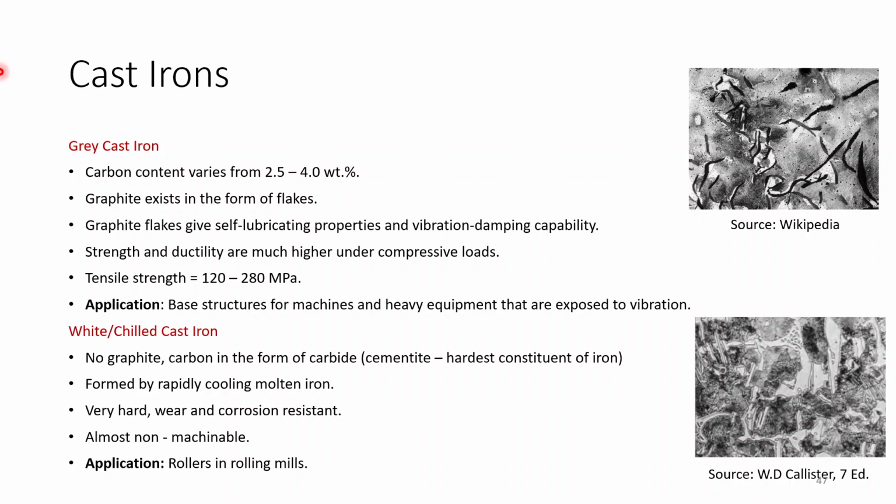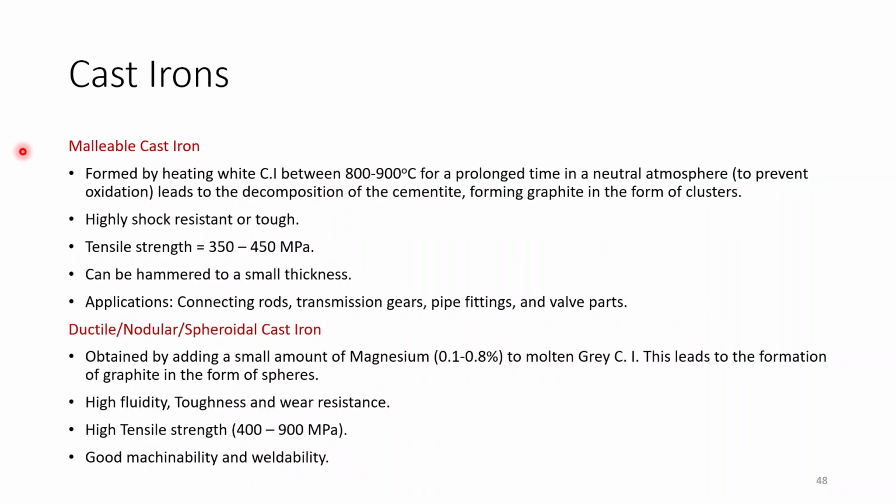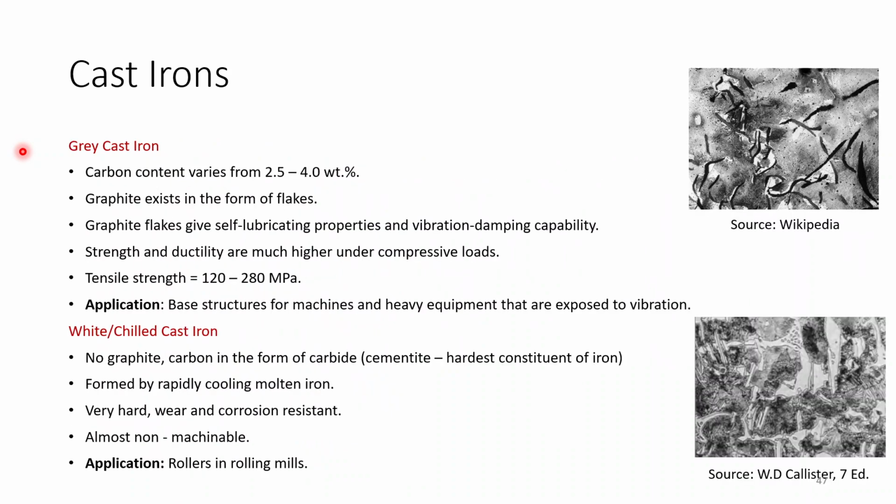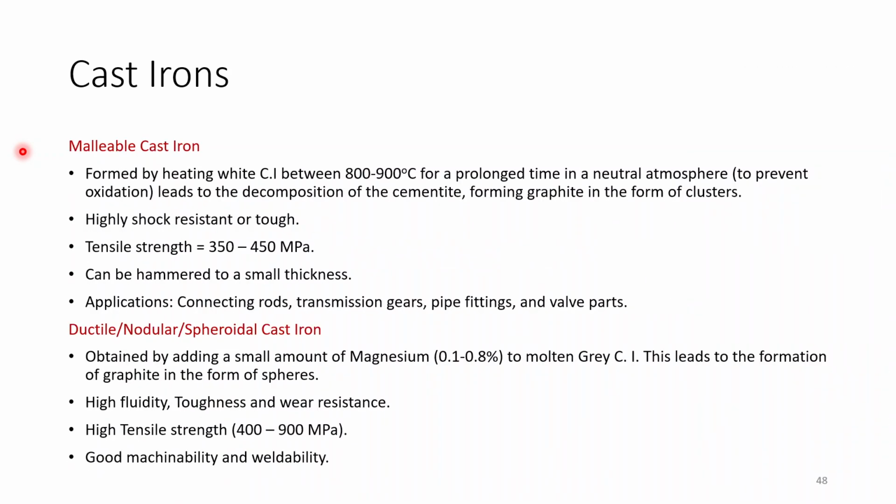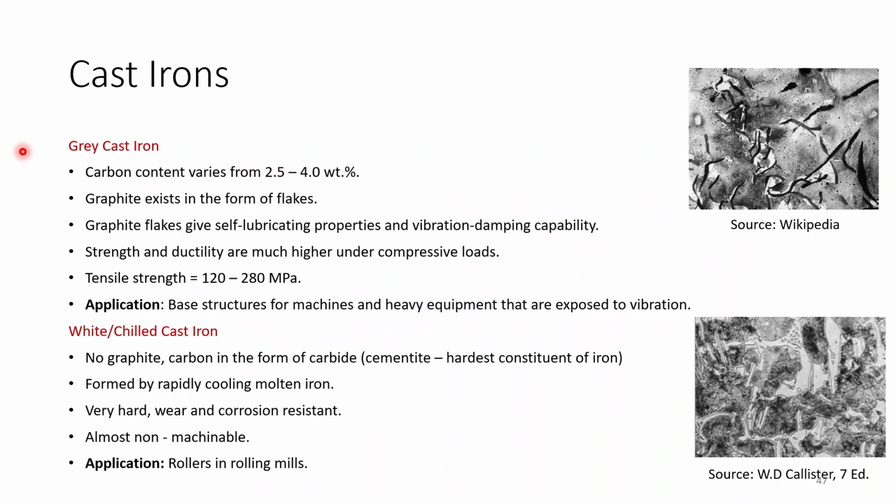Next is cast irons. Now there are mainly 4 types of cast irons: gray, white cast iron, malleable, and ductile cast iron. So first you have gray cast iron. This is the basic microstructure. In this you have these graphite flecks, which you can see, right? These graphite flecks are surrounded by ferrite matrix. The graphite carbon content varies from 2.5 to 4 weight%.